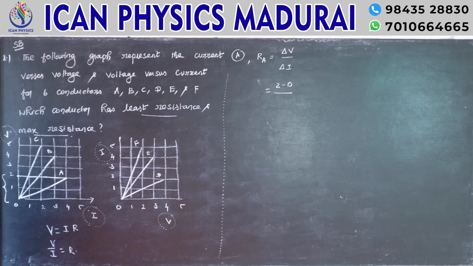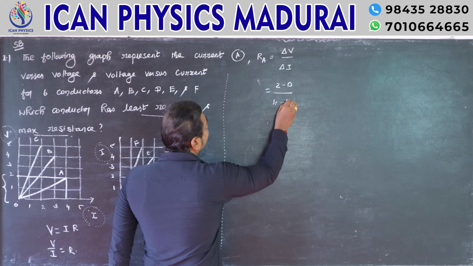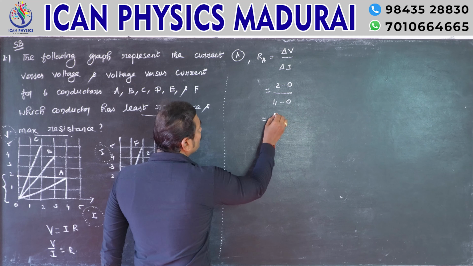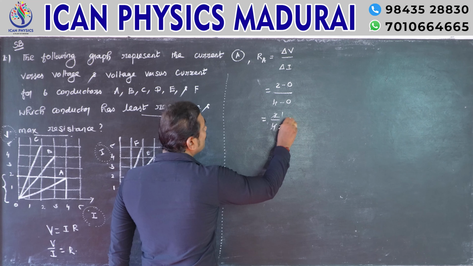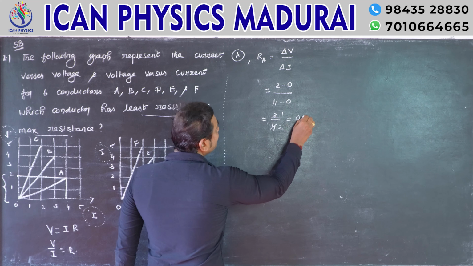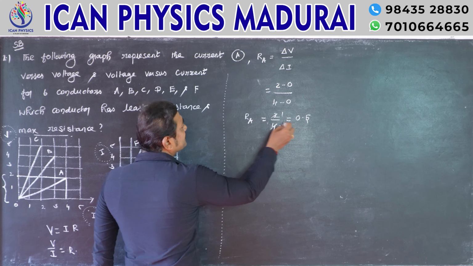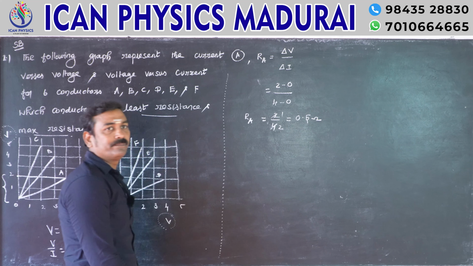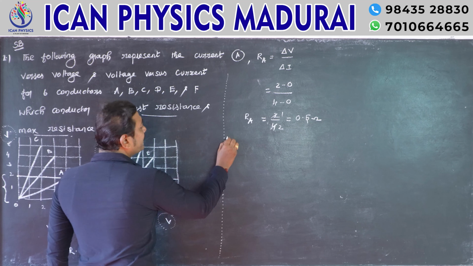Divided by delta I. So I is taken on the x-axis. So this is the final, 4. This should be the initial, 0. So 4 minus 0. So 2 minus 0 is 2. 4 minus 0 is 4. 1 2 is 2. 2 2s are 4. So 1 by 2 is 0.5. What did we calculate? Resistance. The unit of resistance is ohm. Okay. Do you get it now? Do you have any doubts? No doubts. Now for the B.